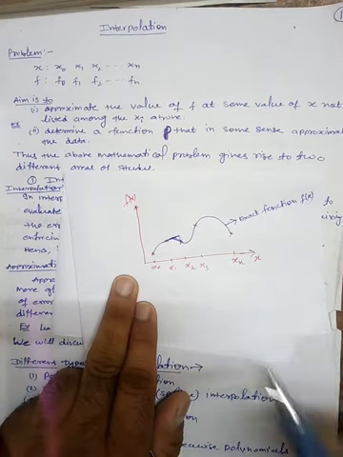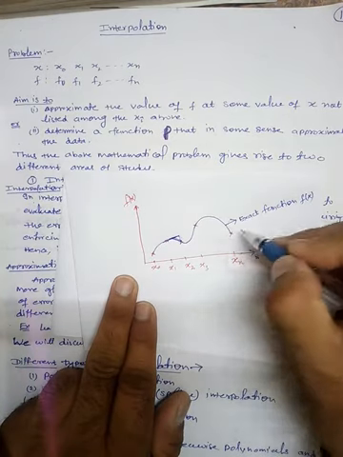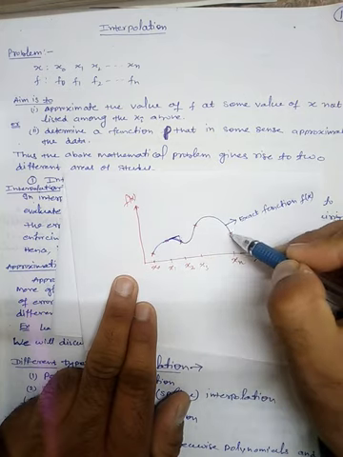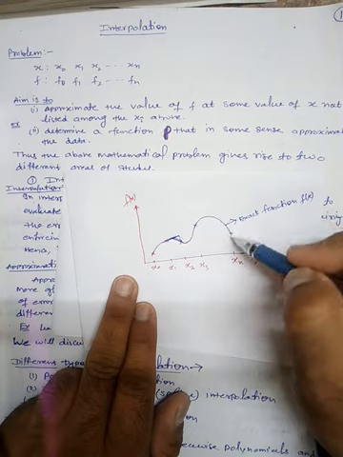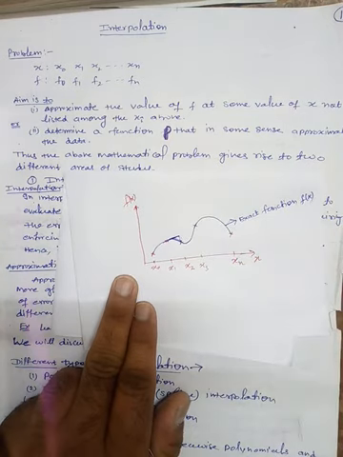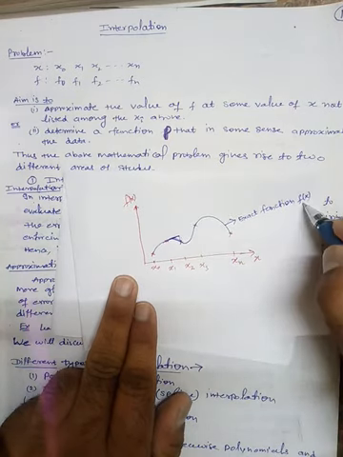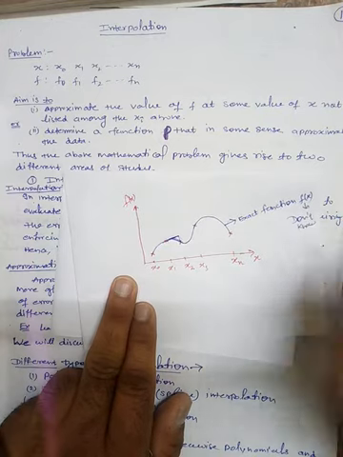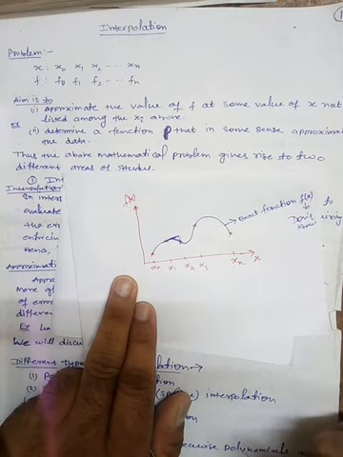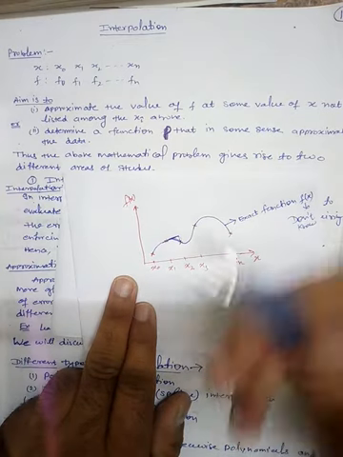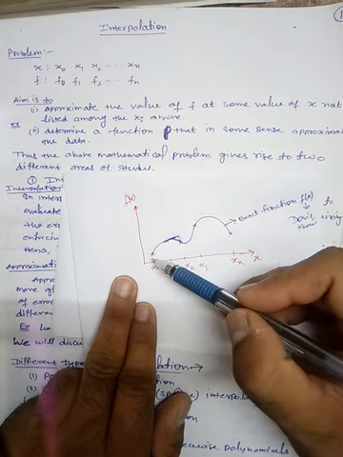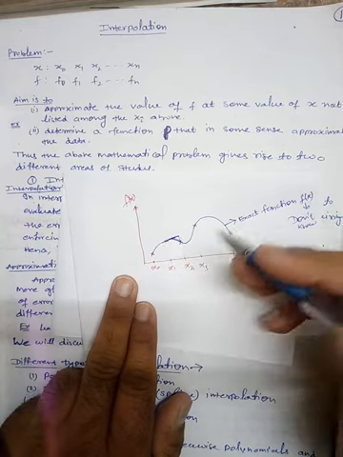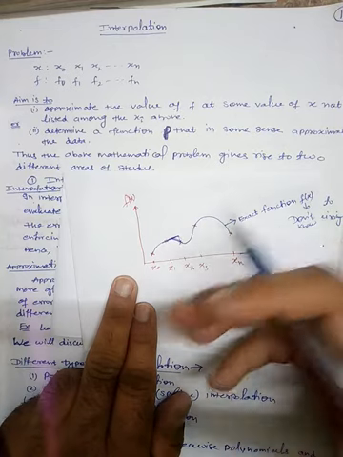It covers up all the values. So you can see that this function f passes through all the points exactly. It exactly satisfies them. Okay, but we don't know about this. So our target is to fit a polynomial or a curve, any other function, which covers up or reaches these data points at a desired degree of accuracy.